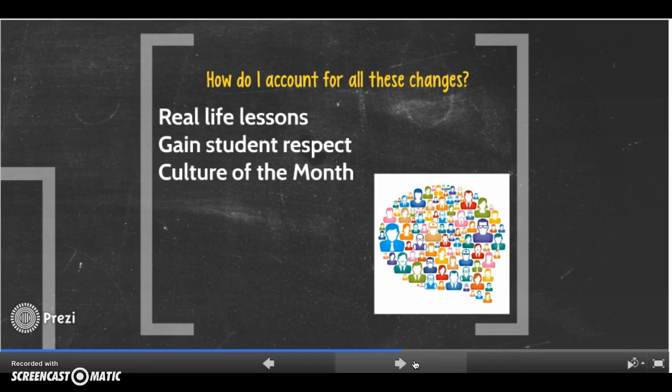I also need to gain the students' respect. If they don't respect me and I don't respect them, they're going to challenge me and it's going to be absolute chaos. This class is never going to get anywhere.